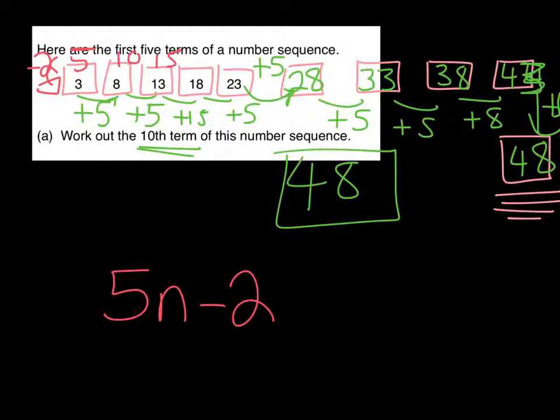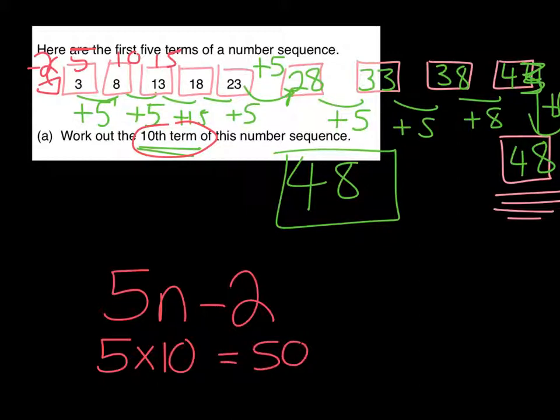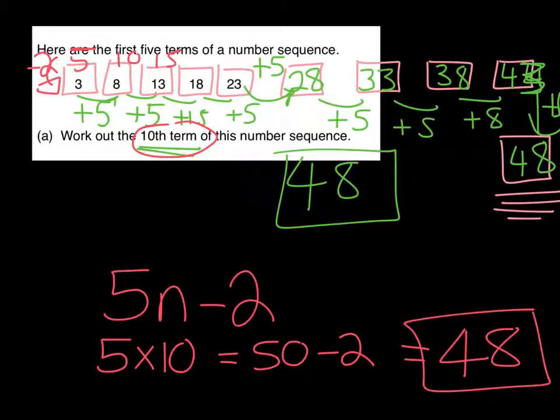So if you are happy with this method, you could use this to quickly take a shortcut to get the 10th term. So the 10th term would be 5 lots of 10. Imagining it was the 5 times table, the 10th term would be 50. But we know the rule is to take off 2 from the 5 times table, so that would be 48. So if you fancy a challenge, go watch the nth term videos and then see if you can apply this to work out the 10th term.